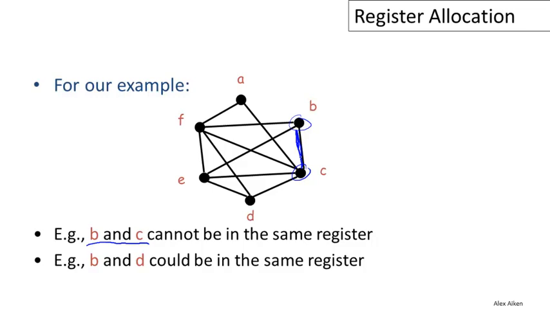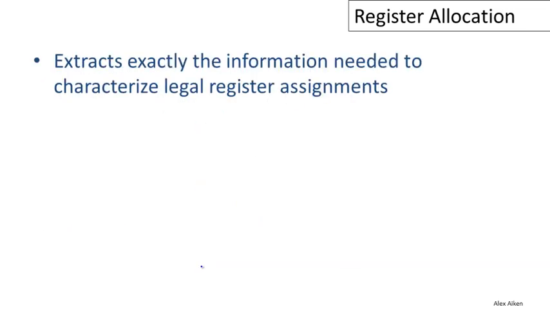and so they have to live in different registers. On the other hand, notice that there is no edge between B and D. Okay, so this edge is missing, and therefore it's possible that B and D could be allocated in the same register. Their live ranges, or the times at which they are live, do not overlap. So the great thing about the register interference graph is that it extracts exactly the information needed to characterize the legal register assignments. So it gives us a representation of all the possible legal register assignments.